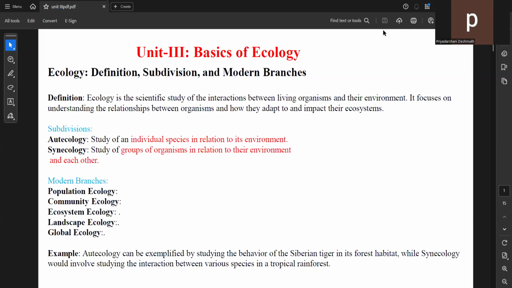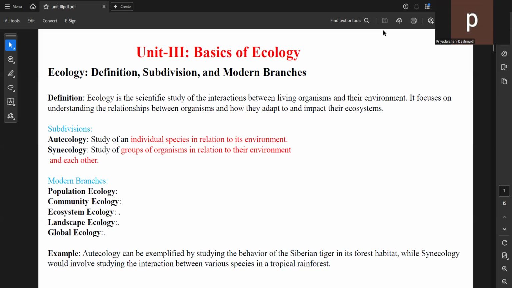It is a scientific study of the interaction between living organisms and their environment. It focuses on understanding the relationship between organisms and how they adapt to and impact their ecosystem. Now, here there are subdivisions like autoecology and synecology. In autoecology, it is the study of an individual species in relation to its environment, whereas in synecology, it is the study of groups of organisms in relation to their environment and each other.